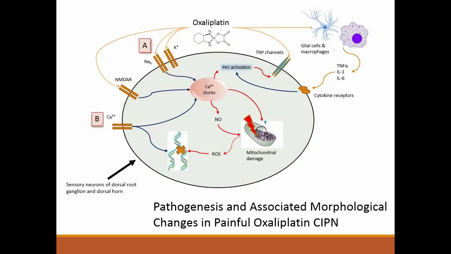Second, calcium channel expression increases. Again, this is responsible for mechanical allodynic responses, and this has been shown again in animal studies to be reduced by gabapentin.